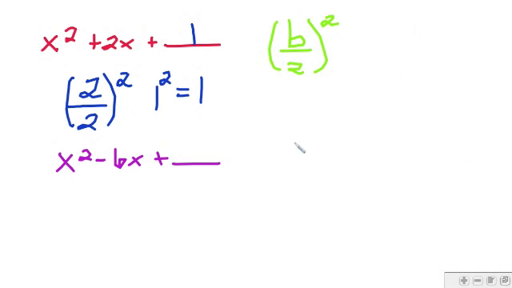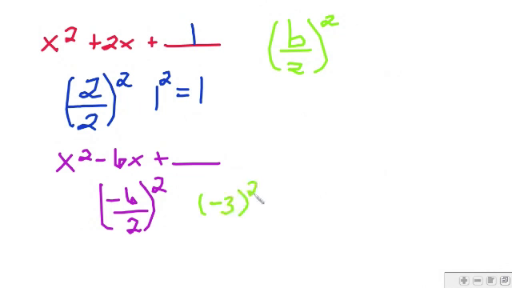Well, let's use our formula. We have b, which in this case is negative 6, over 2 squared. So 3 will be the answer inside here because 2 goes into 6 3 times, but we have a negative. So we're going to do negative 3 squared. That's negative 3 times negative 3, which is going to equal positive 9. So your answer is 9. All right, let's try some more.